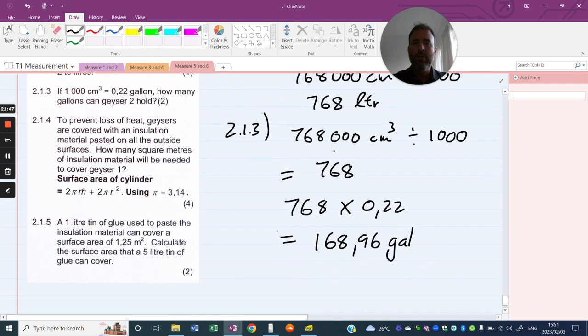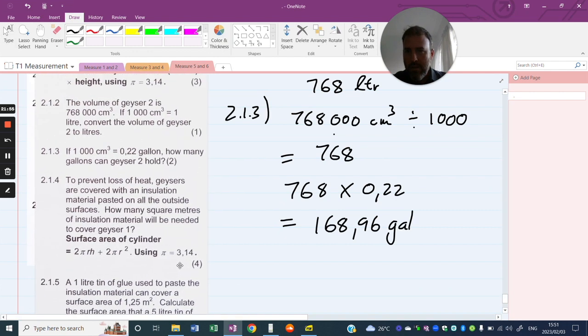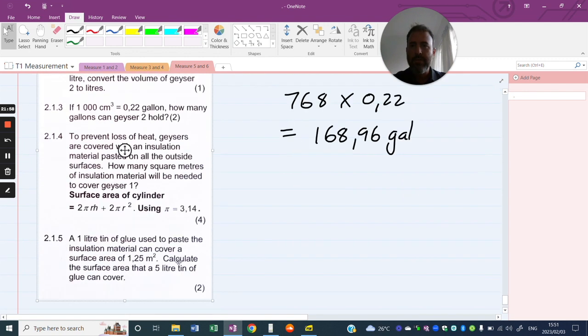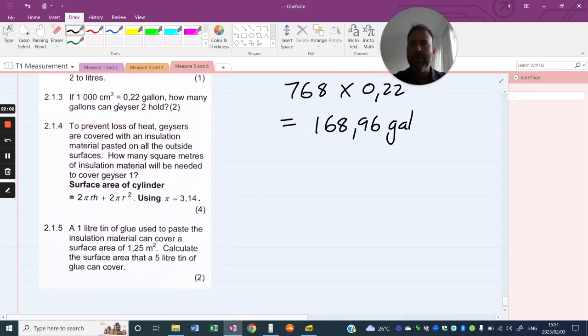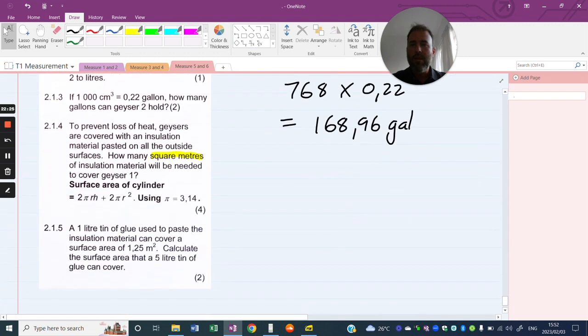All right, let's move on to question 2.14. I'm just going to pull this down a little bit if I can. Okay, let's see what they say. To prevent loss of heat, geysers are covered with an insulation material pasted on all the outside surfaces. How many square meters of insulation material will be needed to cover geyser 1? So we're referring to the cylinder here, which is the one on the left.